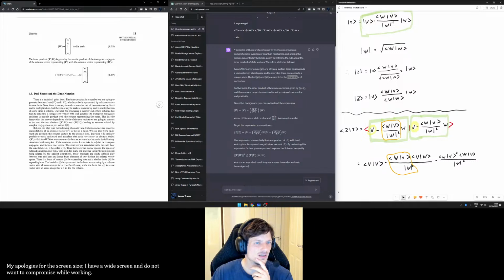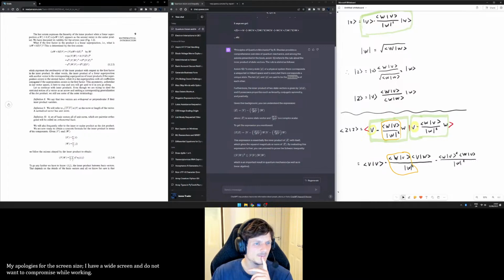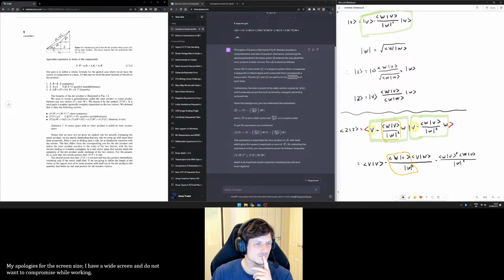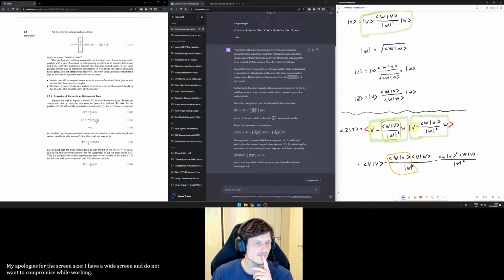So, axiom 1H. And this is saying that the vector can be written as that, or the conjugation of it is then the bra of it. So there's something to remember there.